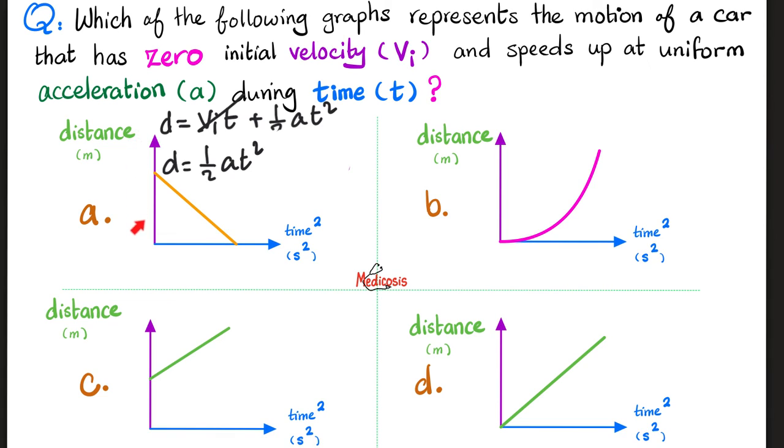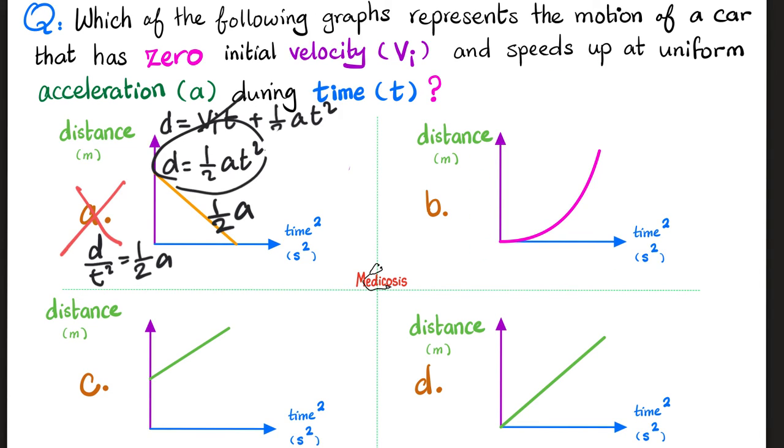All right, therefore D over T squared is what? Rearrange your equation. D over T squared equals half of A, which means the slope of this line represents half of A. If half of A is going down like this, it means that A itself is also going down. So acceleration is decreasing. This is deceleration. But they want me to speed up, making A incorrect.